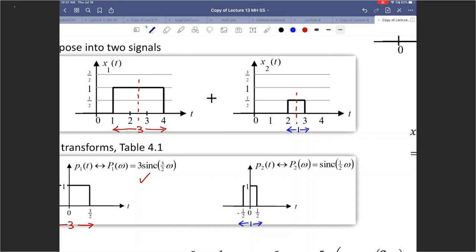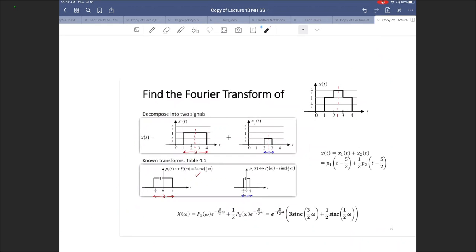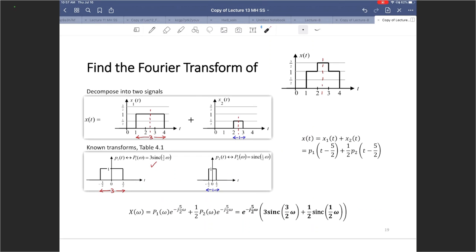So for that particular rectangle, the narrow rectangle, height is half. So this will scale to half later on, but I'm just using the reference result here. If you have a pulse that is height 1 from -1/2 to 1/2, its Fourier transform is going to be sinc(ω/2). All right. So using the reference result, we found the Fourier transform of this one and this one as 3 sinc(3ω/2) and sinc(ω/2).